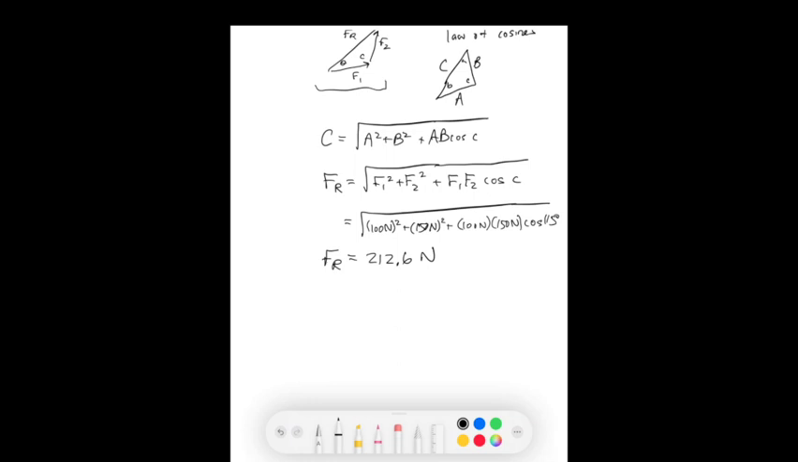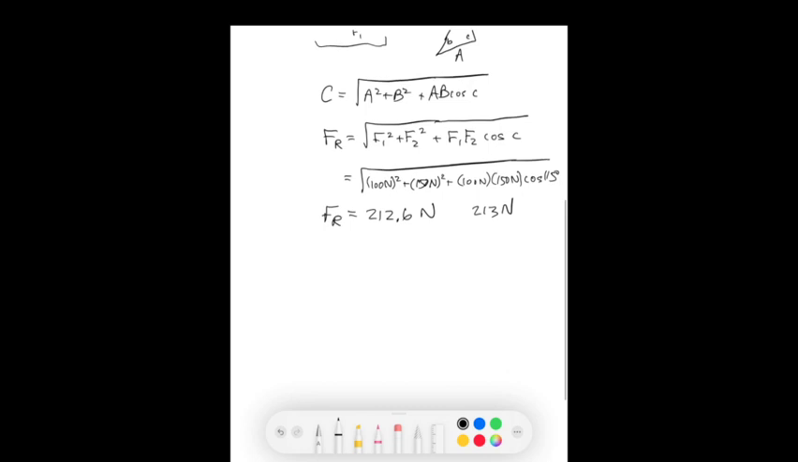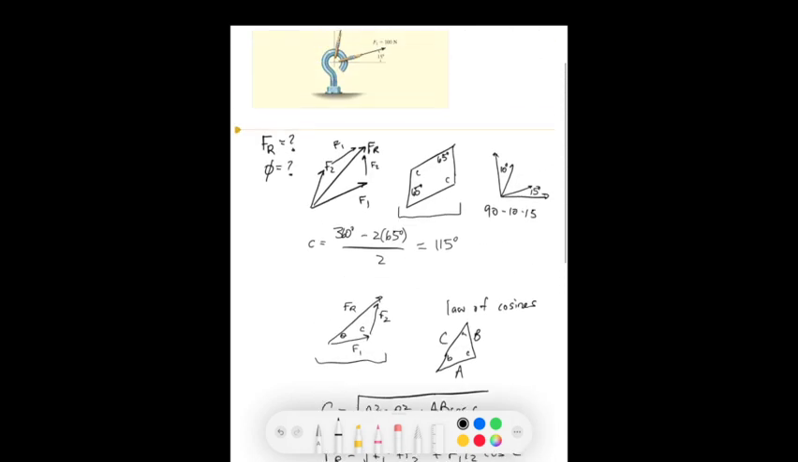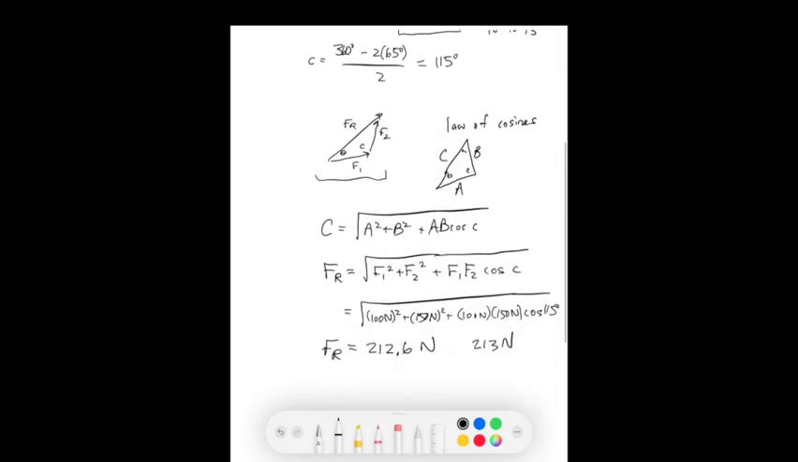And we can write it this way using 4 significant digits. If we wanted to do 3 significant digits, we could say 213 newtons. Either one of those answers would be acceptable. Now, so we've done this part. We've determined what the resultant force is. Now we need to figure out what that angle, what the direction of it is.